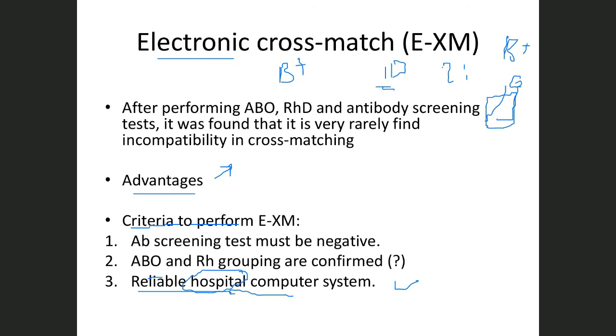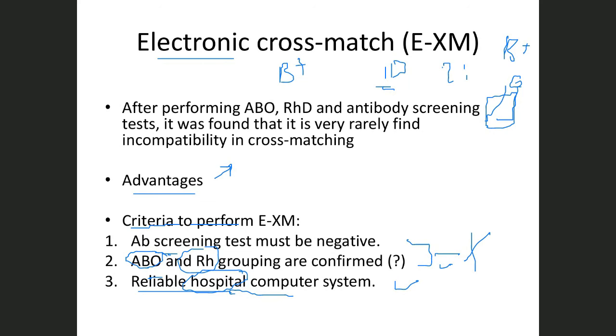Also, the patient should have an ABO group, and it should be direct and indirect matching together. So there are no discrepancies. Otherwise, we must not do electronic cross match. This is one point.